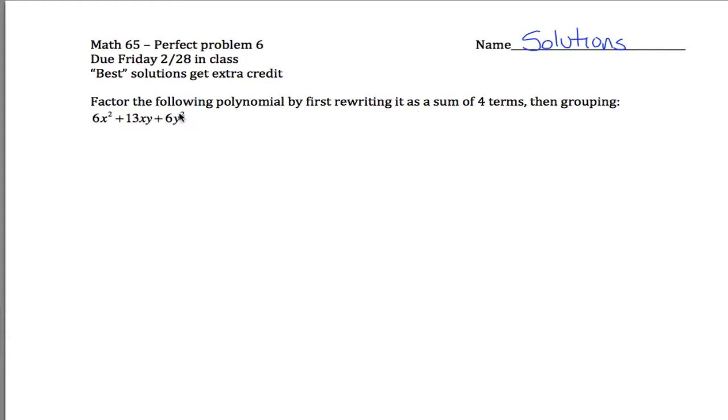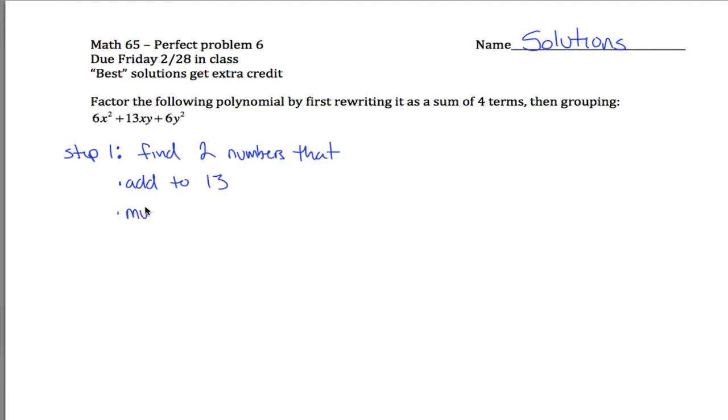Another way you can factor trinomials when you have 3 terms like this is first rewriting it as a sum of 4 terms. What do I mean by that? It's like breaking these problems up into a 3-step process. In step 1, what you want to do is find 2 numbers that you want to add to the coefficient on your middle term here. So we want them to add to 13.